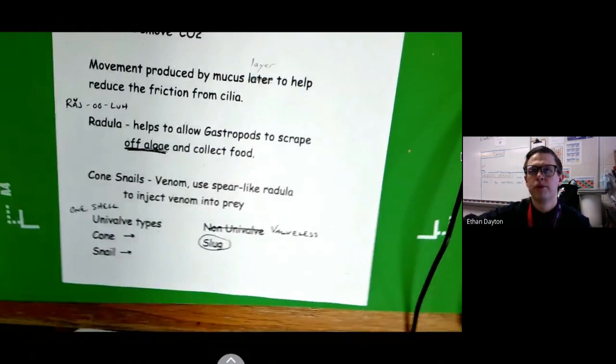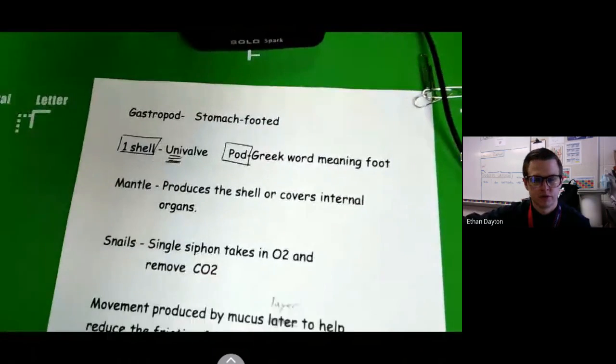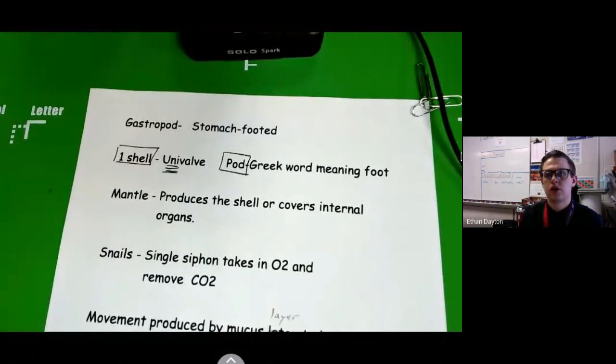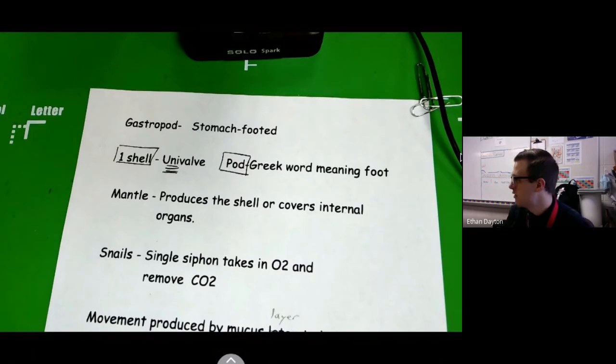Okay, what produces the shell? What produces the shell? Riley? The mantle. Very good, right? We talked about how the mantle is not the thing in your living room where you place your trophies and your candles and wreaths and boughs. It's the thing that produces the shell or covers internal organs of these gastropods, okay?